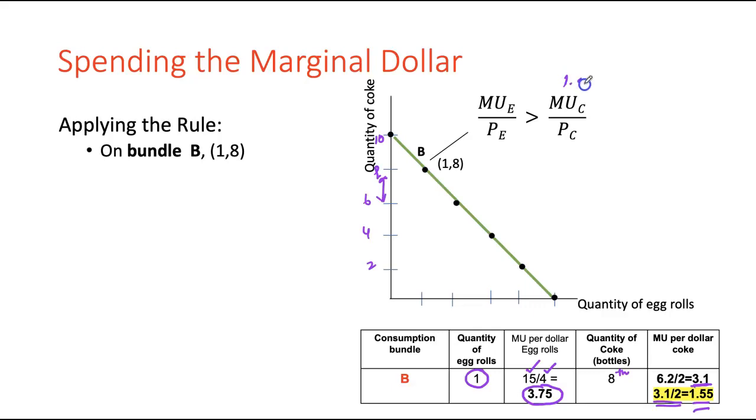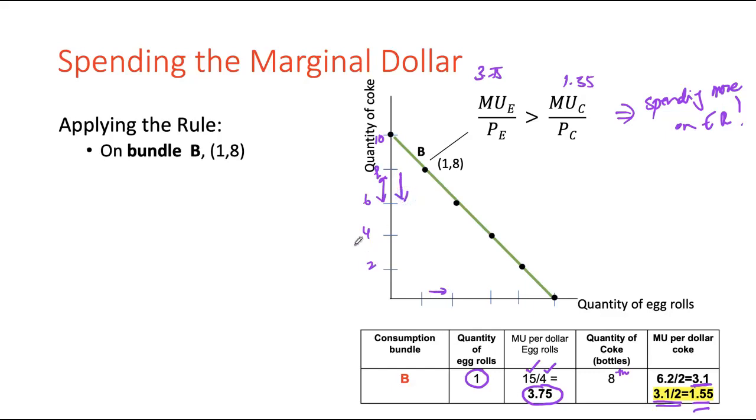So since 1.55 is my additional satisfaction from $1 spent on Coke, and 3.75 is my additional satisfaction from $1 spent on egg rolls, as a rational consumer I'm getting more satisfaction from $1 spent on egg rolls. So I should be spending more on egg rolls. And therefore, I will move away from bundle B towards bundle C. I will increase my consumption of egg rolls and reduce my consumption of Coke.